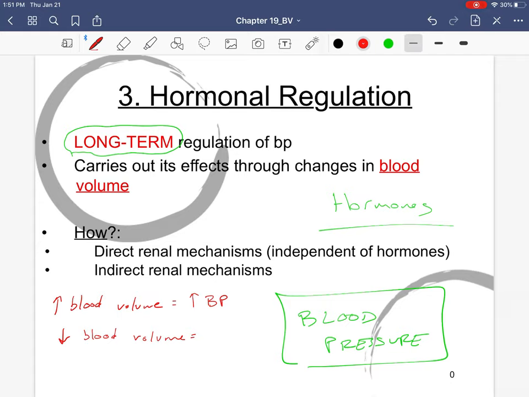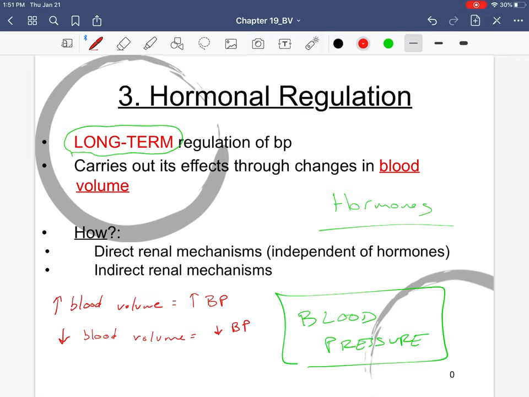And then on the other hand, any time that blood volume goes down, think about dehydration. Think about severe bleeding. When someone is dehydrated, their blood pressure goes down. When someone loses a lot of blood volume, their blood pressure goes down. Simply because you have less fluid in the pipes, less fluid in the vessels. If there's not as much fluid, then there can't be as much pressure of the fluid against the vessel walls.